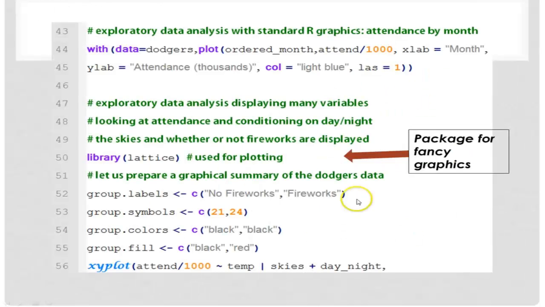Okay, so this is the code that was used, and what's the name of the package that's being used in this code to get this kind of fancy graphics? What's the name of the package? Lattice, right? So you'd have to download Lattice, and then store it in the library or bring it into memory. And then you can use, for example, this xyplot down here.